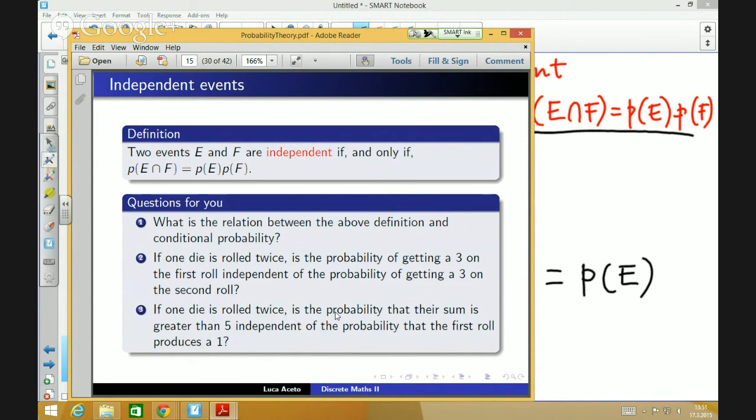Okay, so if you're playing Monopoly, like I have to do quite a bit of these days, I throw a die, I get a 3. I take the die again, I throw a 3. Well, the two are independent events. It doesn't really matter what I got the first time. Shall we see whether the formula agrees in this case?